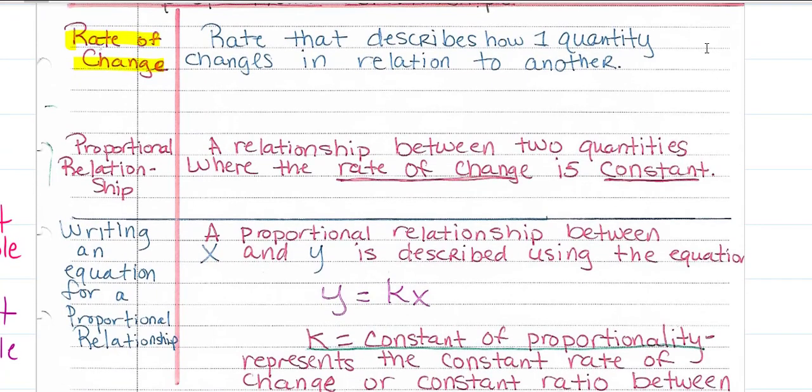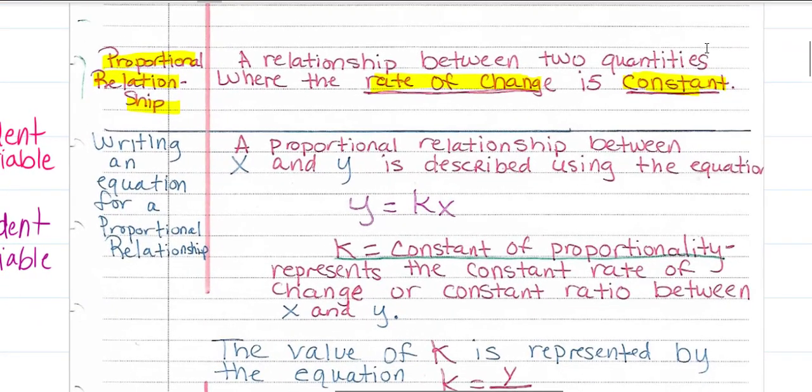A proportional relationship is a relationship between two quantities where the rate of change is constant. Okay, so we're going to be finding the rate of change between these two quantities, and we're going to call them for right now x and y. So we're going to look at the relationship between whatever x and whatever y's are given and find to see if the relationship between them is constant.